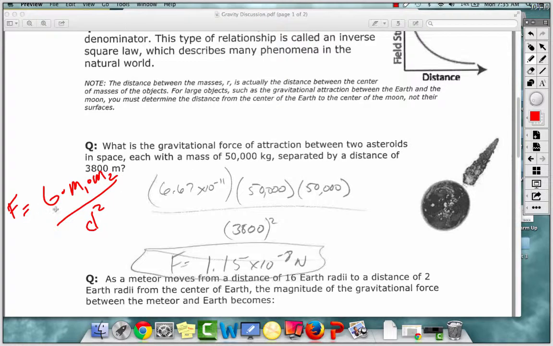All right, and I just plug numbers in. Big G is 6.67 times 10 to the negative 11th times the mass of asteroid 1, which they said was 50,000 kilograms, times the mass of asteroid 2, which is also 50,000 kilograms, divided by 3,800 squared. One thing I highly recommend you doing is practice punching this in on your calculator and see if you get a force of 1.15 times 10 to the negative 8th. Or another way of writing that would be decimal point, 7 zeros, and then 115.